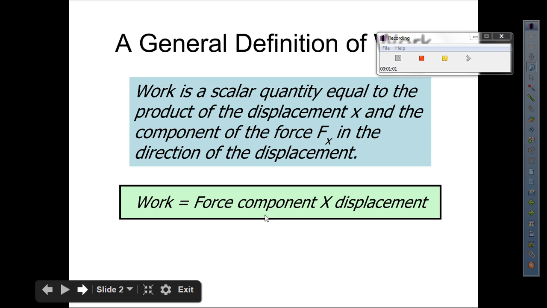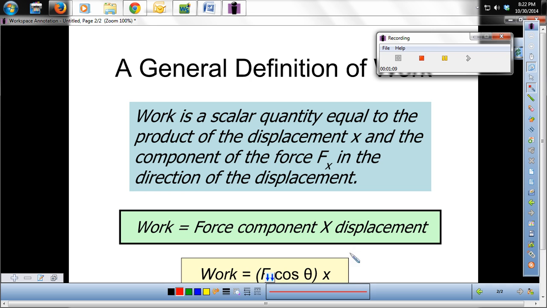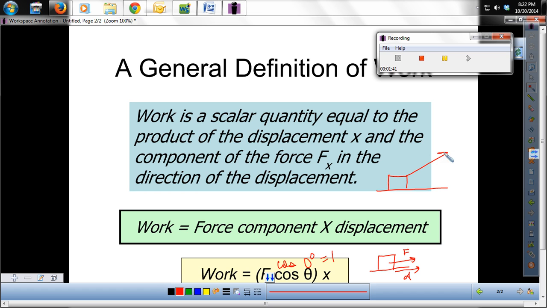Now, if you look at this, and I'm going to try to go to an ink pen, we'll see how it goes. There we go. If you are shoving a box like that, and F is parallel to the ground, then the angle between your force and the displacement, if it moves that way, is 0. The cosine of 0 degrees is 1. So it's basically F times 1 times the amount of displacement. No big deal.